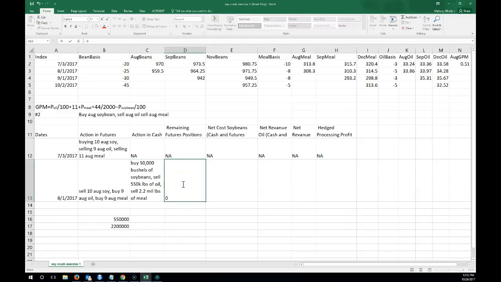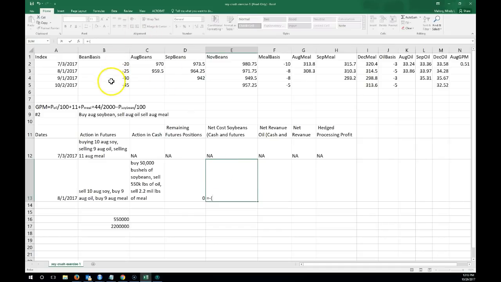And we have 0 remaining futures positions. And let's calculate our net cost to buy the soybeans. Remember, this is going to be similar to the flour mill, where we calculate our cash plus our profit or loss in the futures market. So here we're going to be minus my soybean price.